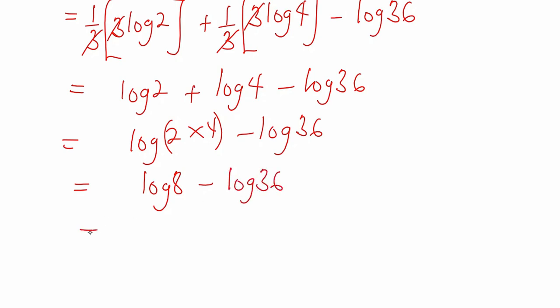Also writing this as a single logarithm, then we can write logarithm of 8 out of 36, and 8 divided by 36 gives us 2 out of 9. So our answer now becomes logarithm of 2 out of 9. So this is how we can simplify this question.